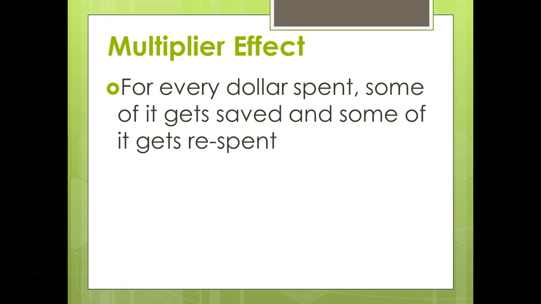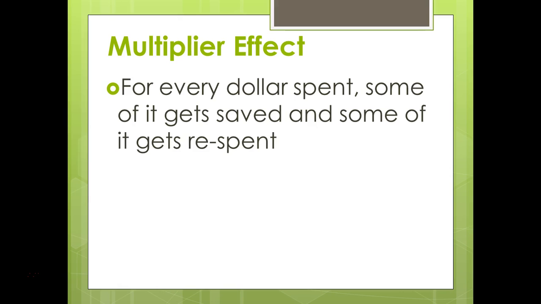The multiplier effect is the idea that for every dollar spent, some of it gets saved and some of it gets re-spent. So if you imagine someone going to a store and spending money at that store, the owner of that store will take that money, save a little bit of it, and then probably pay his workers their wages, or buy some new merchandise from a company, buy some more candy bars from a company. And so that money that you spent in the store gets re-spent again.